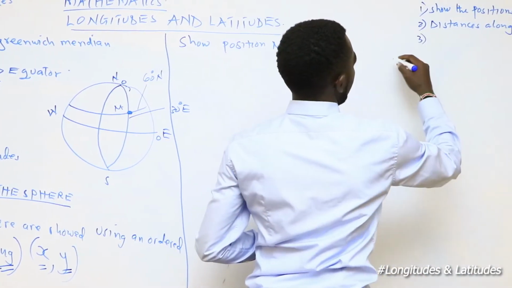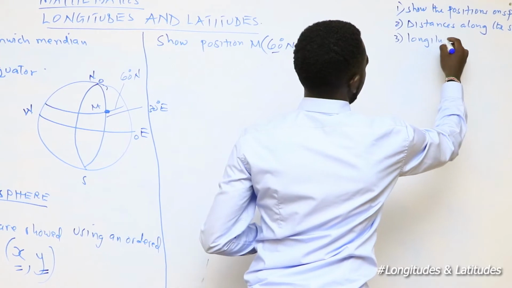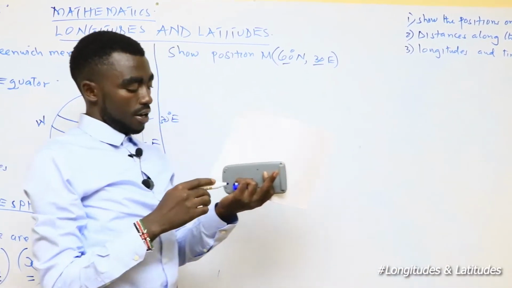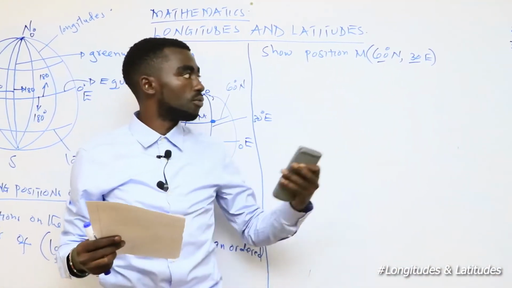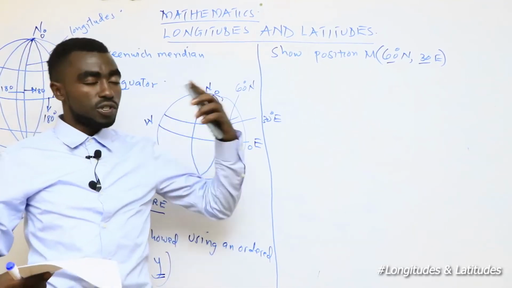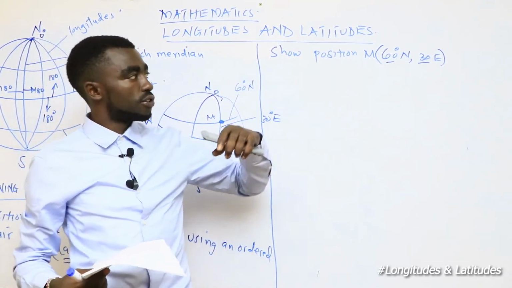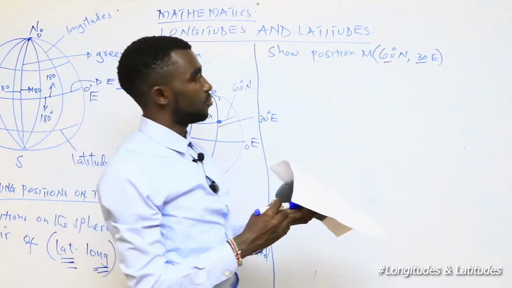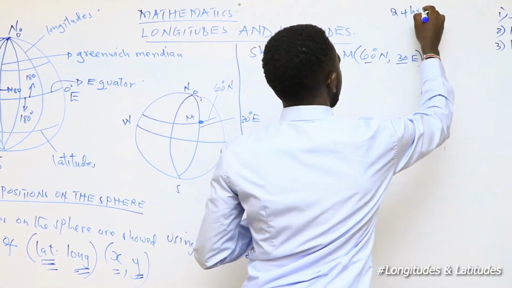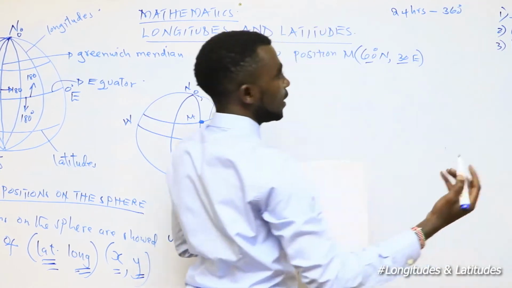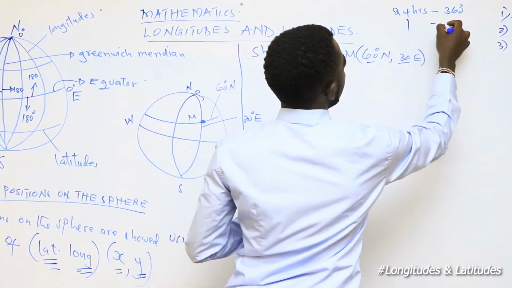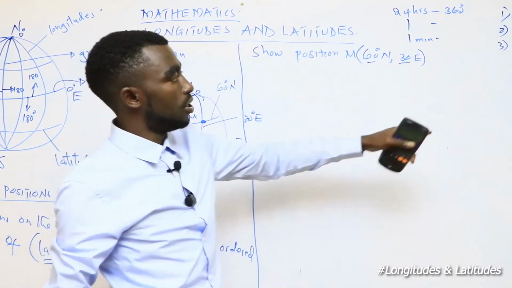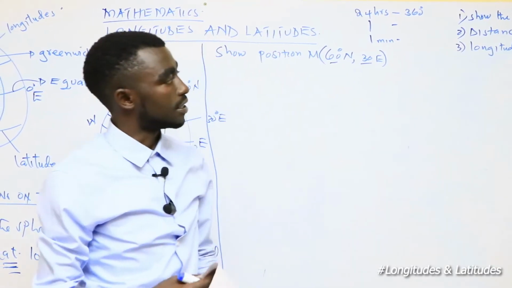Then number three, we're going to look at something we call longitudes and time. Remember, we can relate this simply because the Earth rotates from west to east, and one revolution takes 24 hours. So if one revolution takes 24 hours and the Earth rotates 360 degrees, then if 24 hours covers 360 degrees, we can calculate 1 hour, it will be equivalent to how many degrees? And 1 minute is equivalent to what? So that is what we are going to discuss on longitude and time.